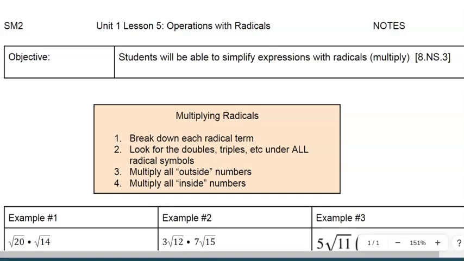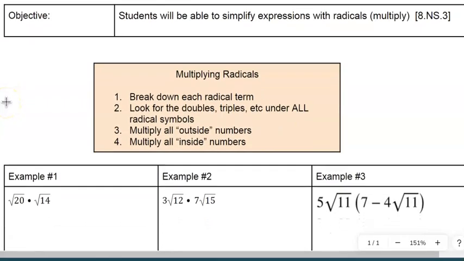In this next section, we're going to continue our operations with radicals and we're going to focus on multiplying radicals. And there's really about 3 different ways that we multiply radicals, okay? And by the way it's set up, you'll be able to tell which strategy you want to use.